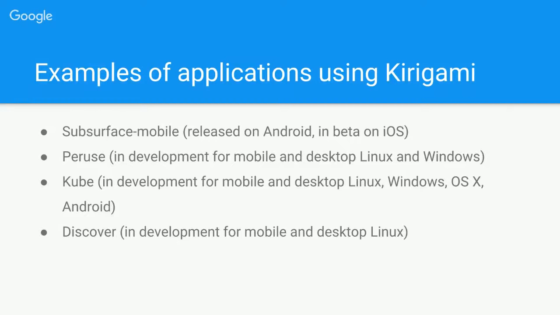And another example is Discover, which is KDE or Plasma's software center, which is now also in development for mobile and desktop Linux, so that both Plasma desktop and Plasma mobile users can use the same application to install other applications.